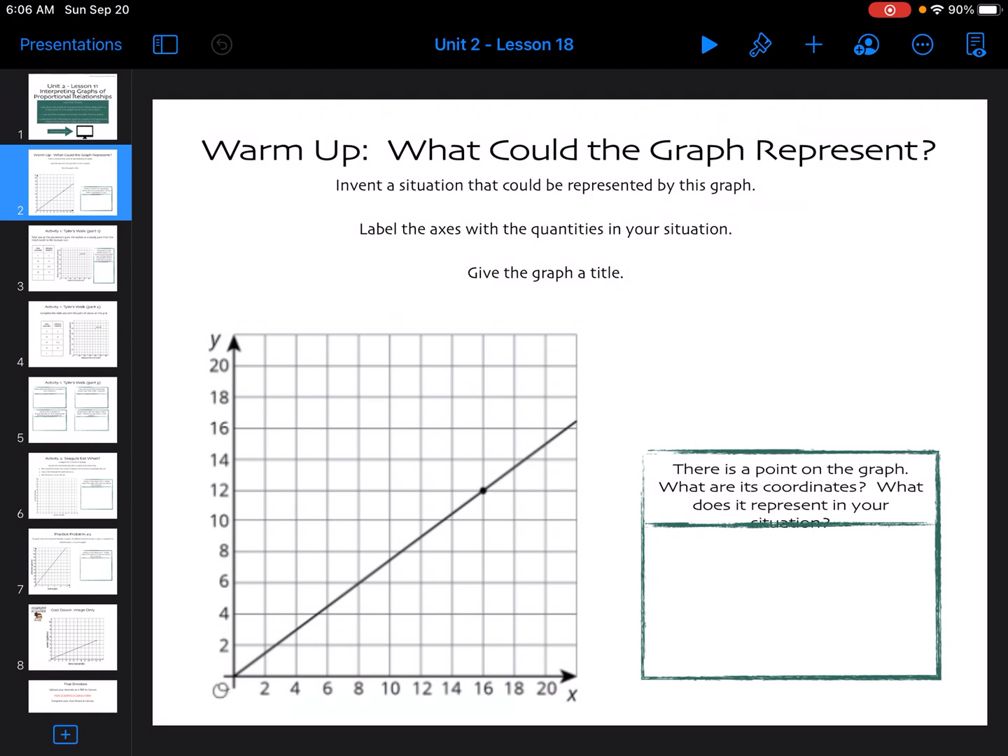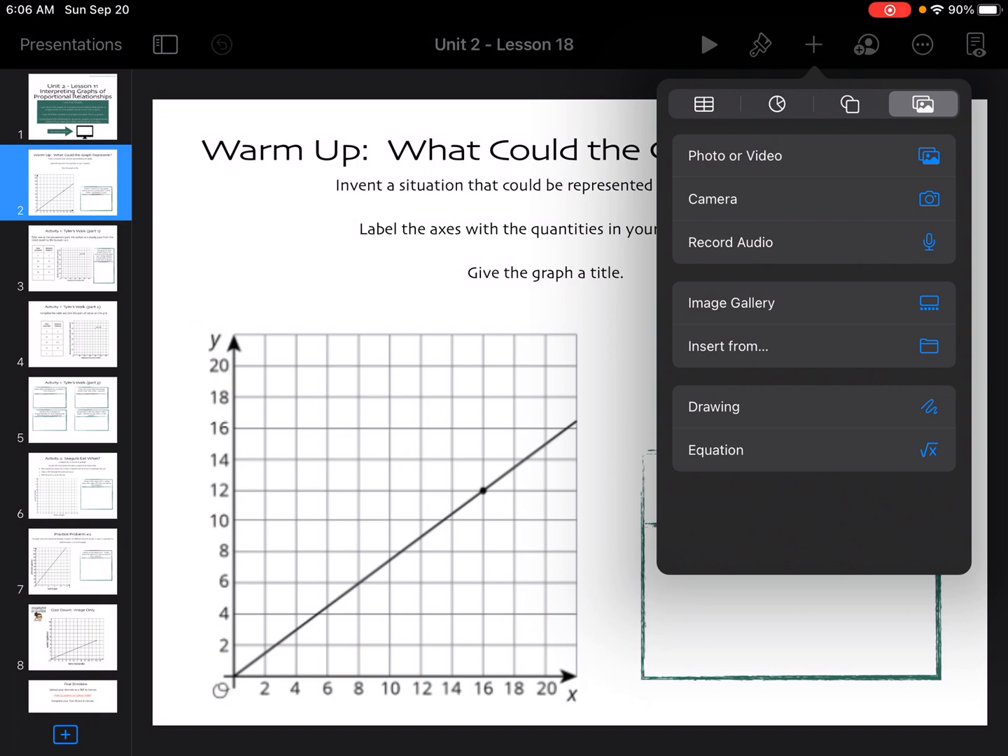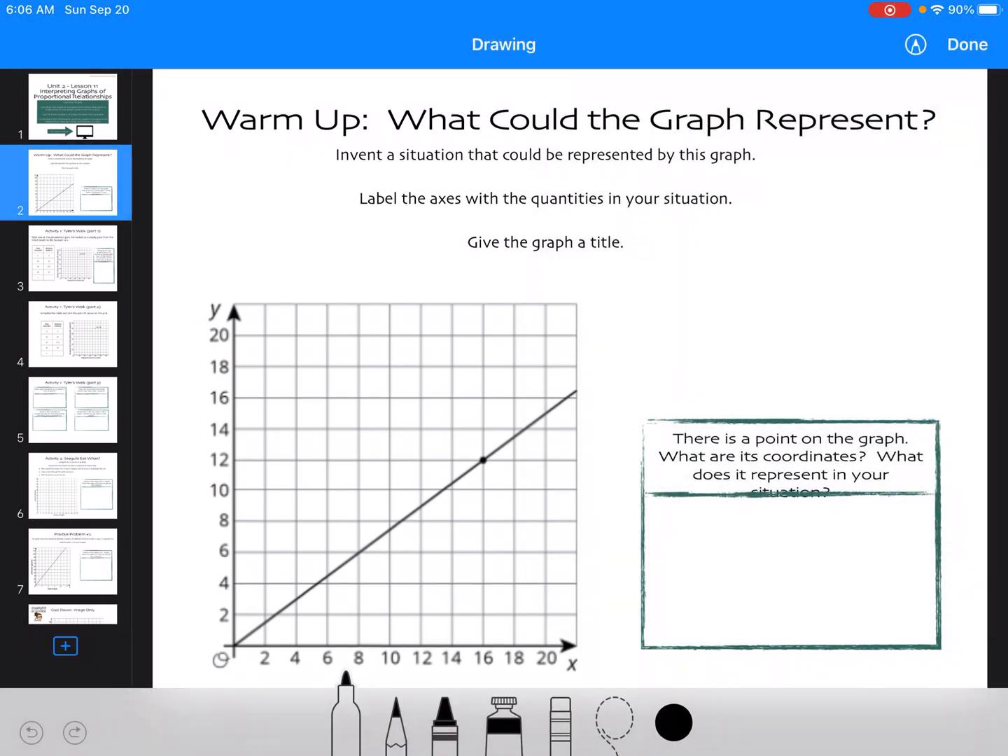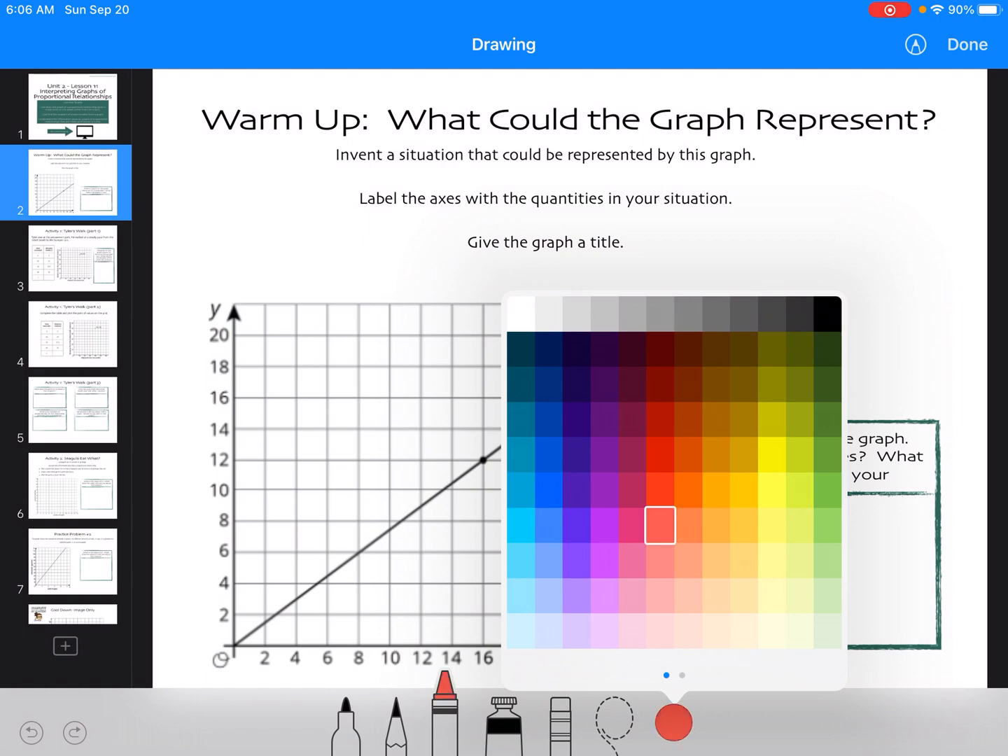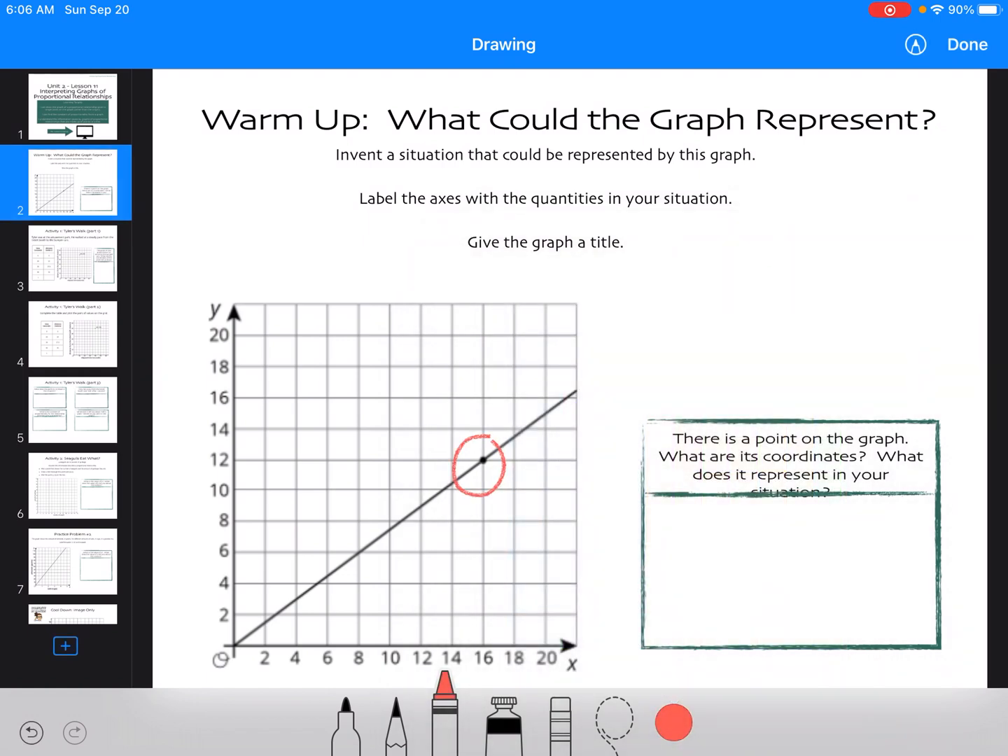So, what could this graph represent? You need to invent a situation, label your axes, and give a title to the graph. So the first thing I need to do is identify the point that's on the graph. So it's 12, 16. I've got to think of something that would work for this point. Are there any other points that I could grab off the graph?